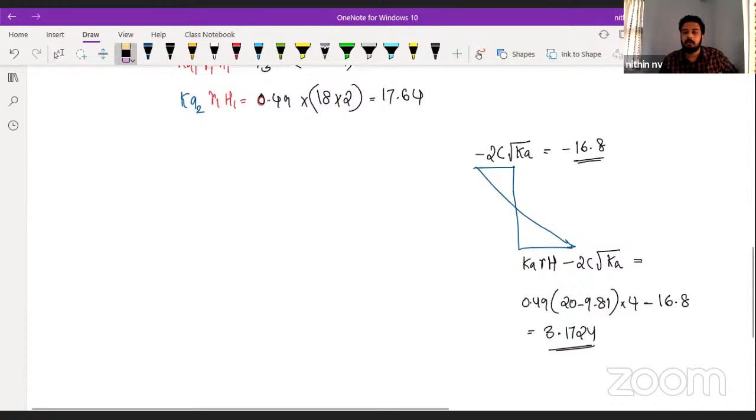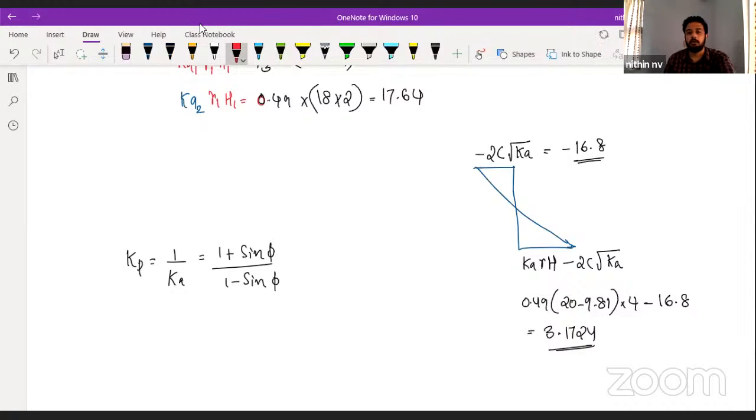Everyone please check. If it was passive and they are asking for that, then above also it will be plus, and it will come on the right hand side only, not the left. So plus 2c root Kp, and here Kp gamma h plus 2c root Kp will come. What is the equation of passive earth pressure? It is the reciprocal of Ka: 1 plus sin phi divided by 1 minus sin phi. Okay. Now, are you getting the same answer, everyone?